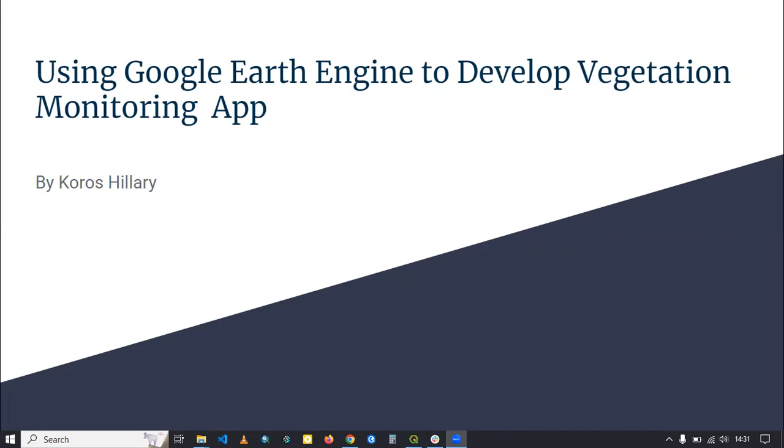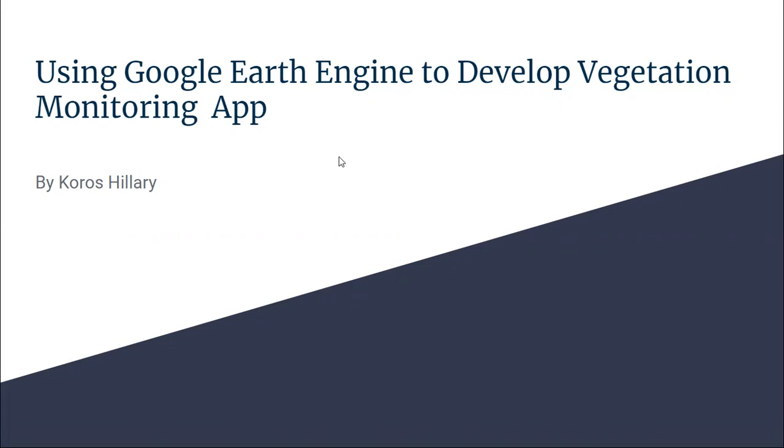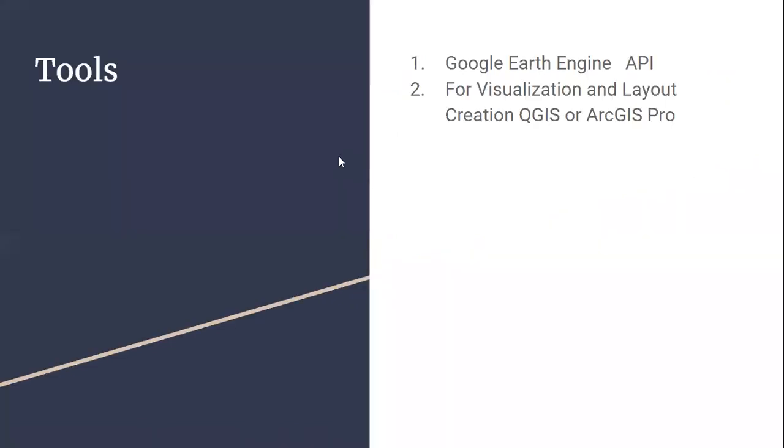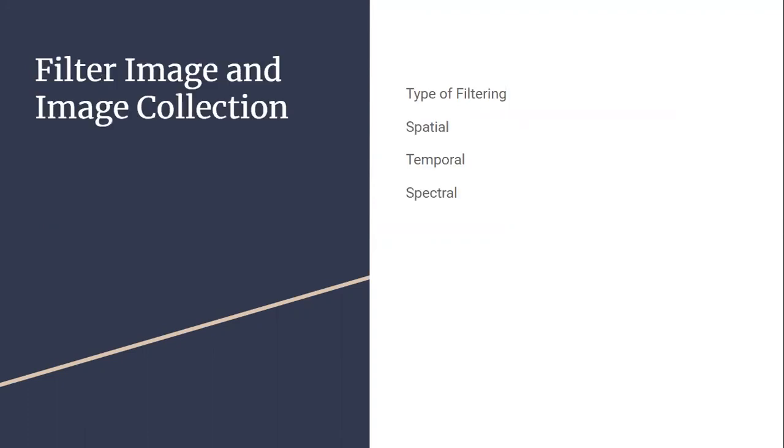So that is the task that we are going to do. We are using Google Earth, and then we can develop an app that can monitor. Tools that we are going to use are Google Earth Engine API, then for visualization and layout, as I will show you in a few, using QGIS or GIS Pro. We are going to filter the image, and I will show you in the code that we filtered by spatial, temporal, and then spectral.